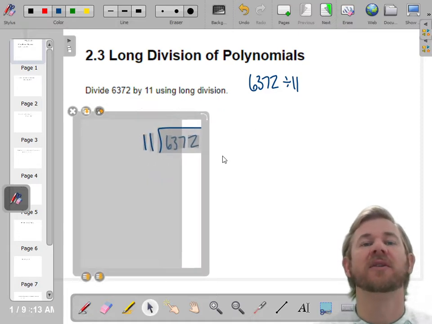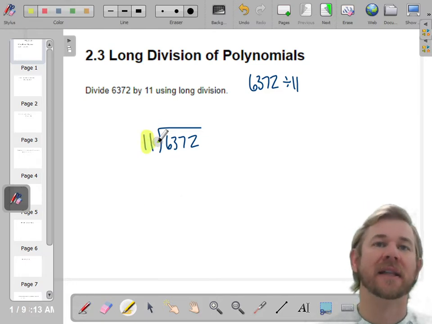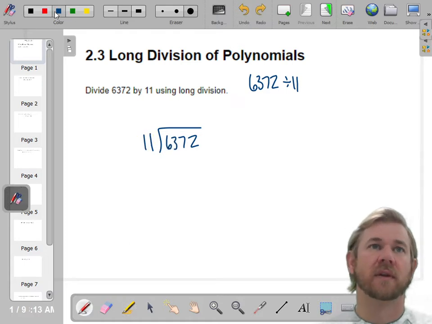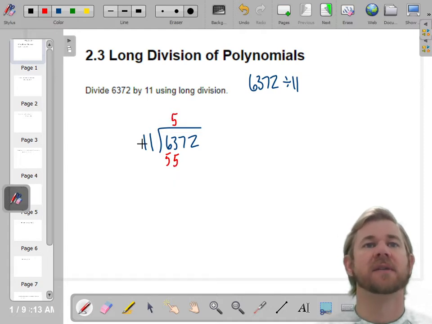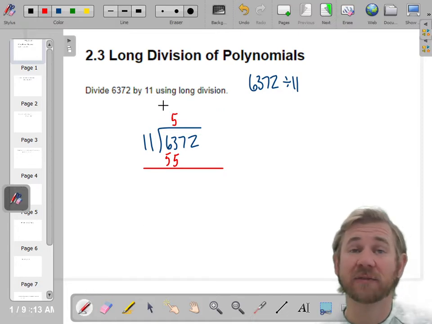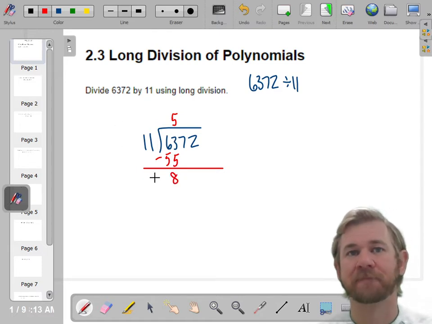So we've got a two-digit number here. What we're going to try and do is figure out how many times 11 will go into 63. So you think, okay, well, 5 times 11 is 55, and you put the 55 underneath the 63. And then we're trying to figure out how far away it is from 63, so we subtract. And 63 minus 55 is 8, and then we pretty much do the same thing again.